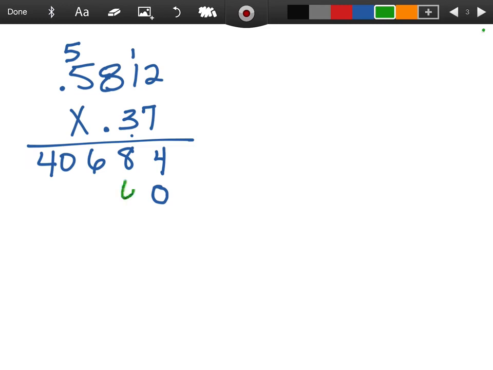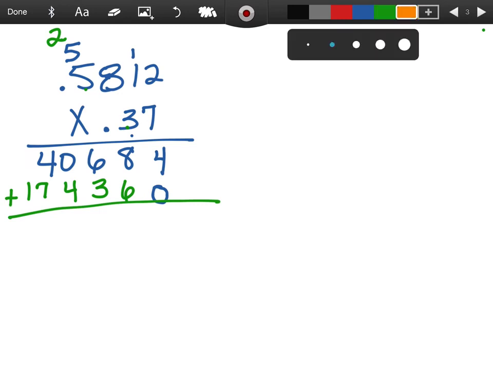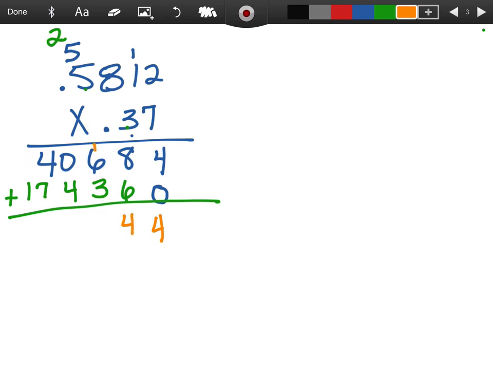Okay, so 3 times 2 is 6. 3 times 1 is 3. 3 times 8 is 24. So I'm going to carry the 2, drop my 4. 3 and 5 is 15, plus 2 is 17. Now remember, I'm going to add all these up. 0 plus 4 is 4. 8 plus 6 is 14. So I'm going to drop my 4, carry my 1. 8 and 1 is 7, plus 3 is 10. Drop my 0, carry my 1. 1 and 0 is just 1, plus 4 makes 5. 7 and 4 is 11. So drop my 1, carry my 1, and 1 and 1 is 2.